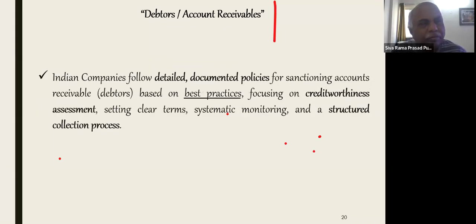Indian companies follow a detailed documentation policy for sanctioning account receivables based on best practices, focusing on creditworthiness assessment, setting clear terms, systematic monitoring, and a structured collection process. All these things are there. Once all these things are there, recovery is possible. If you are not recovering that amount, how will you pay the claims? Or how will you continue the company as a going concern?